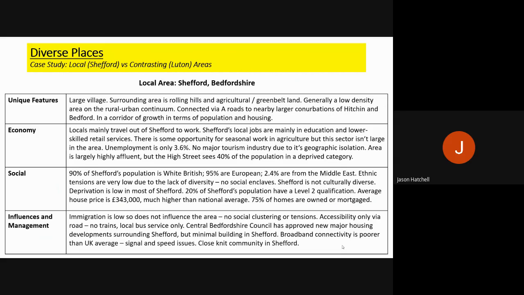It may be external forces having an impact on Shefford. Broadband connectivity is generally quite poor compared to the UK average. There are signal and speed issues due to its isolation. And there is generally what's called a close-knit community in Shefford as well. So that is your local place study. Now, our aim is to eventually compare that with Luton.